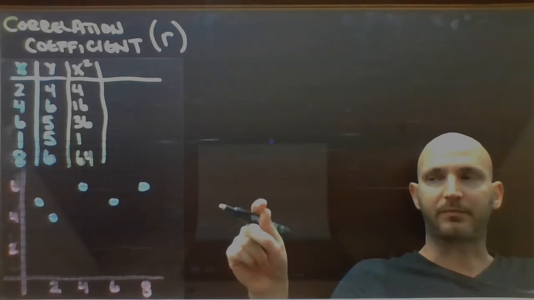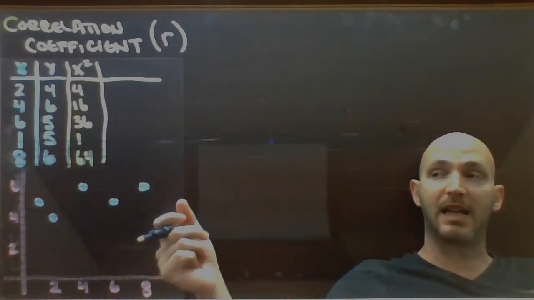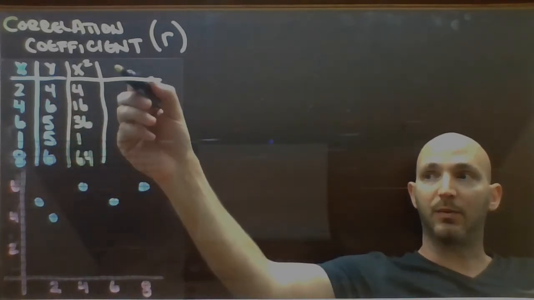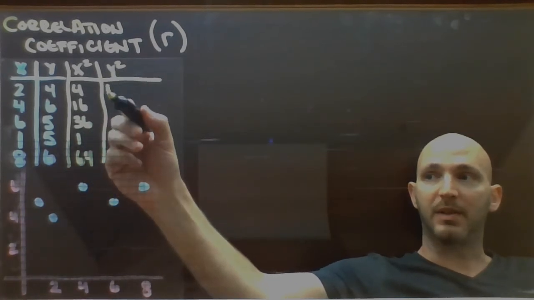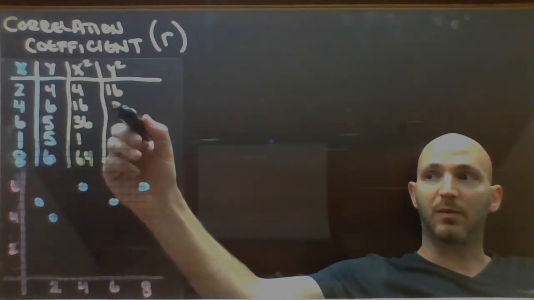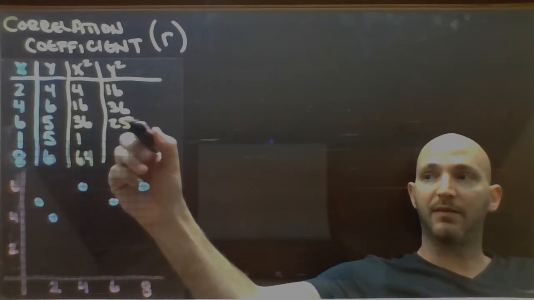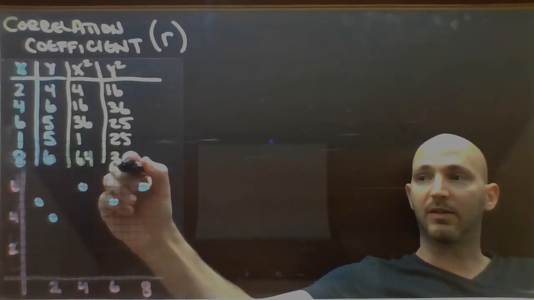That said, now that I've got this piece to do my standard deviation in X, I'm going to need to do the standard deviation in Y. So I will need a Y squared as well. 4 squared would be 16. 6 squared would be 36. 5 squared is 25. And again, 6 squared is 36.